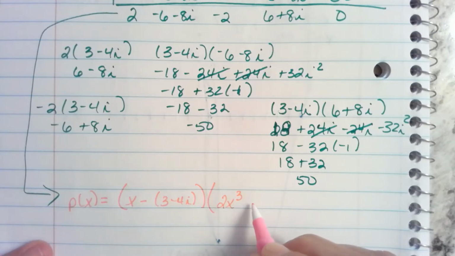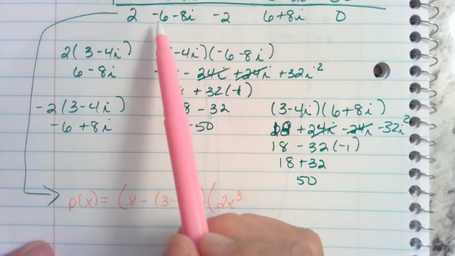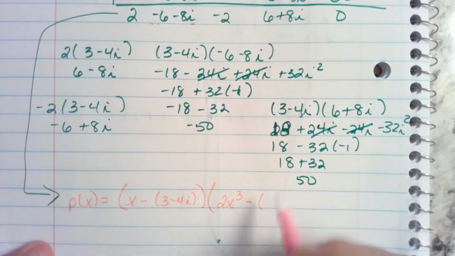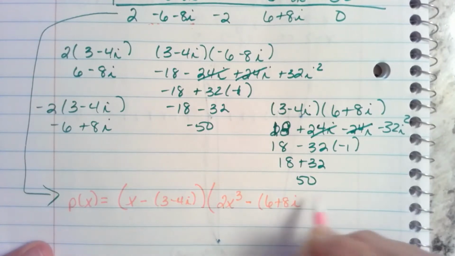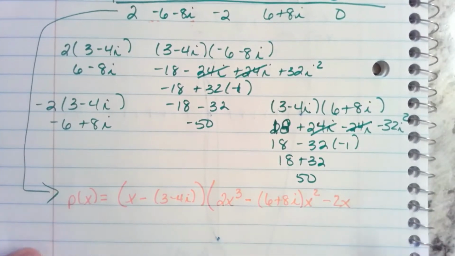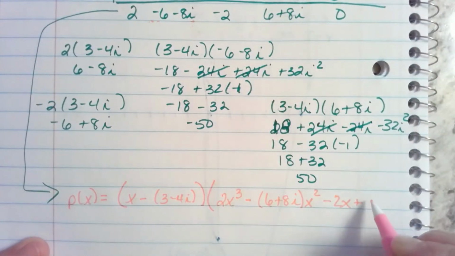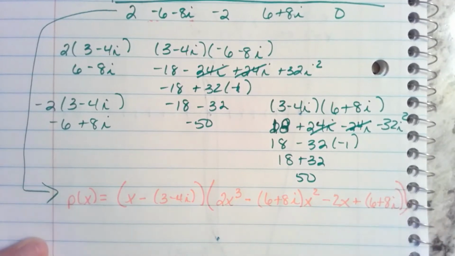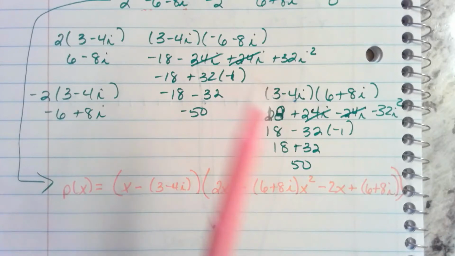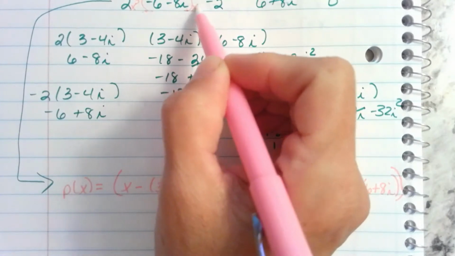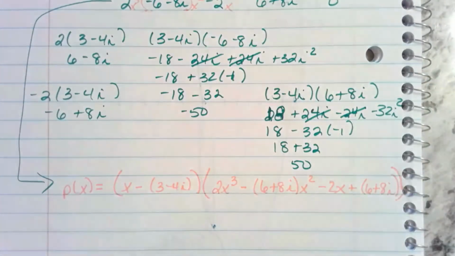Then how do I want to write that? Do you see how this is both negative? So I could actually factor a negative out, right? So I'm going to do that. Minus 6 plus 8i x squared minus 2x and then plus 6 plus 8i. So let's review what I just did. 2x cubed, x cubed, all this x squared, that's x, and that's your constant.